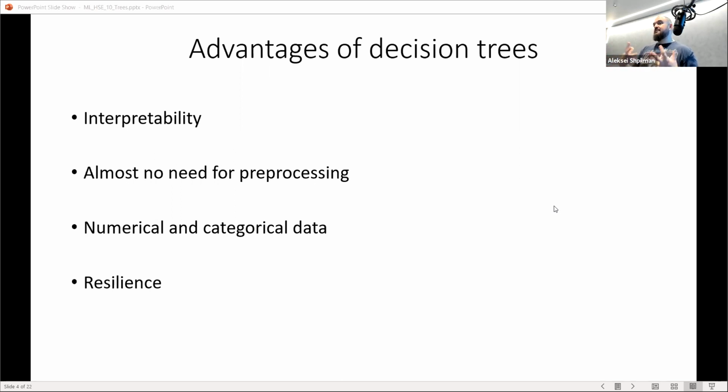So you can talk about interpretability when you talk about one tree, but when you have an ensemble of trees, a random forest or a gradient boosted forest, interpretability is something that you cannot enjoy.